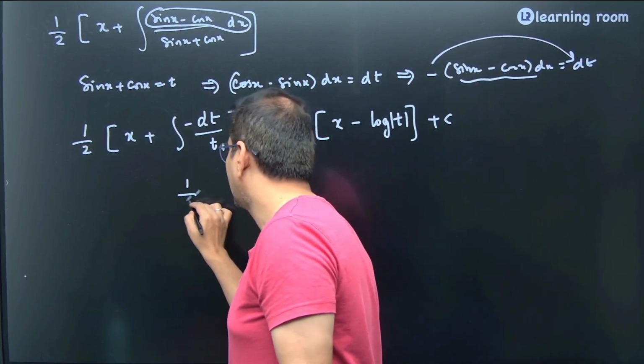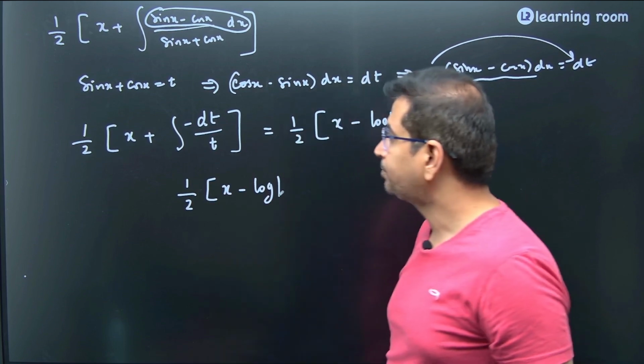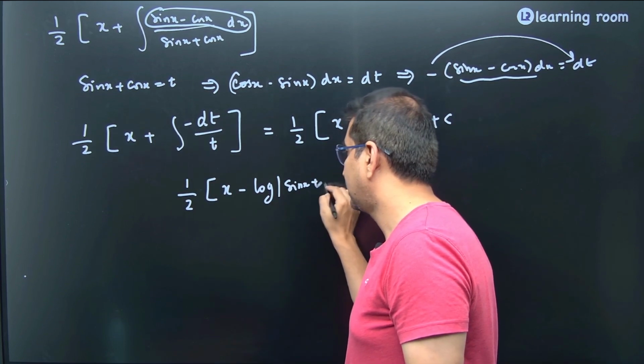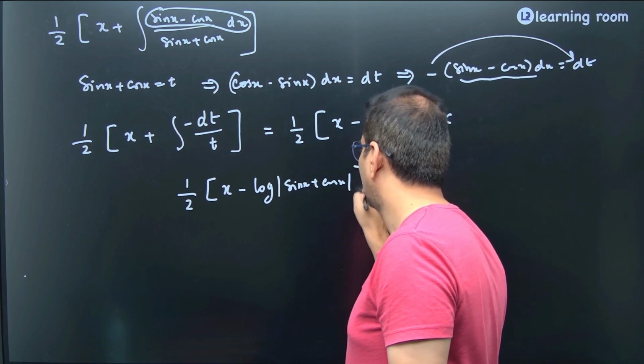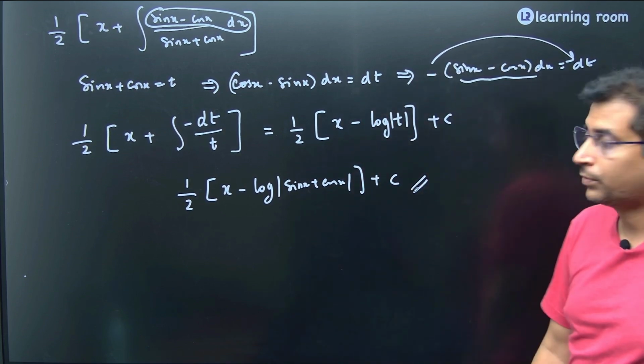So the final answer would be half of x minus log of mod sin x plus cos x, plus c. So this would be the final answer. Clear?